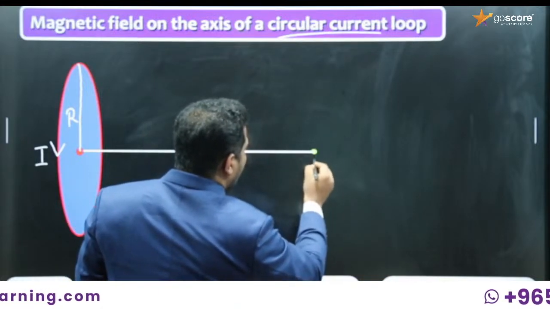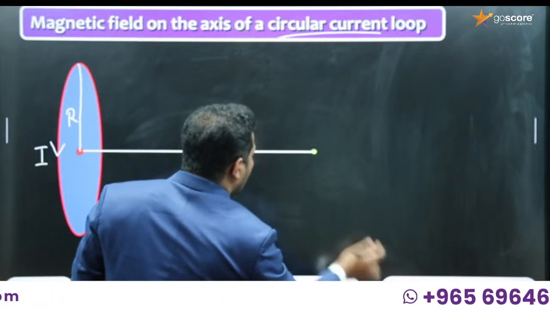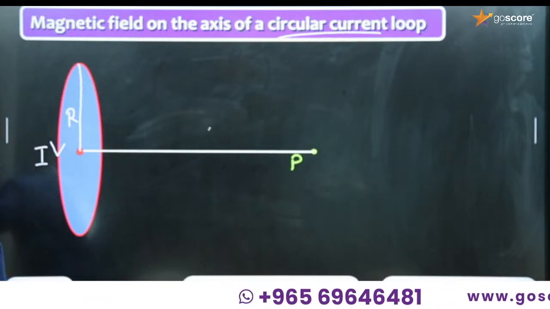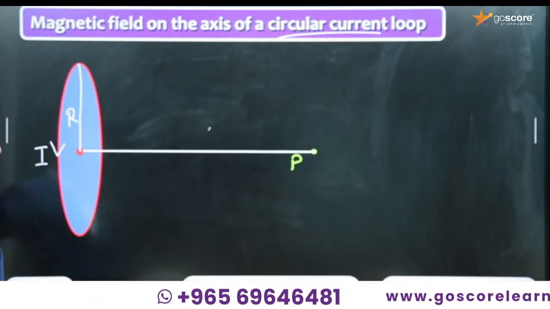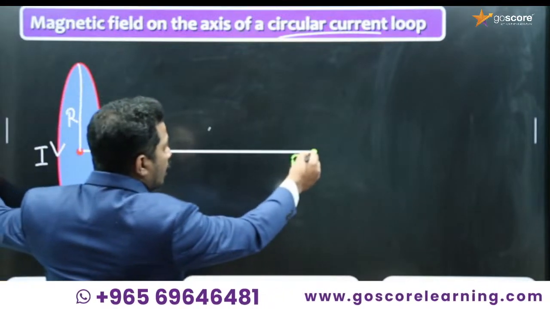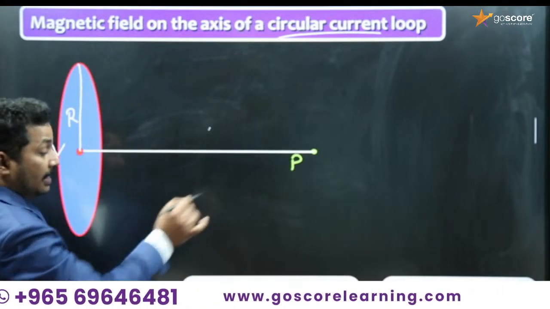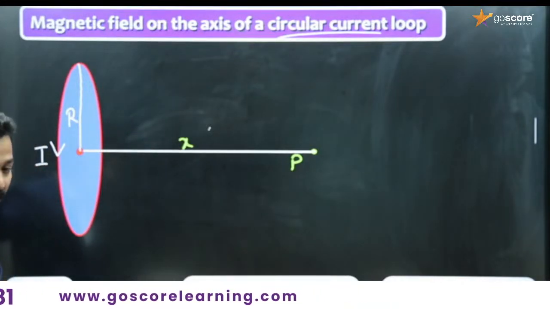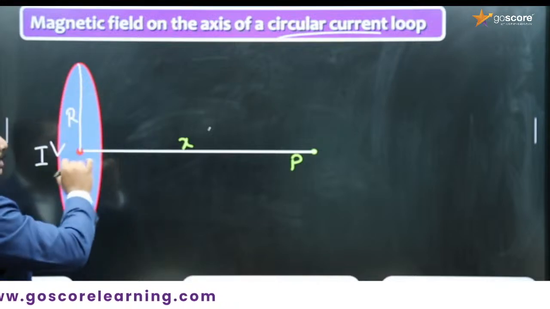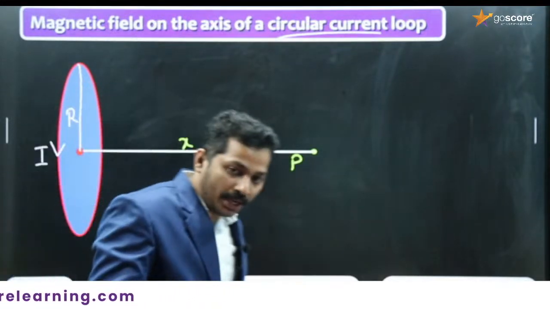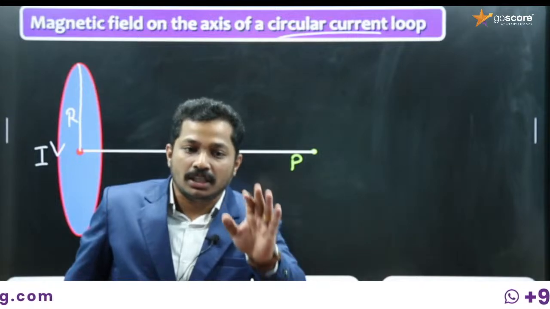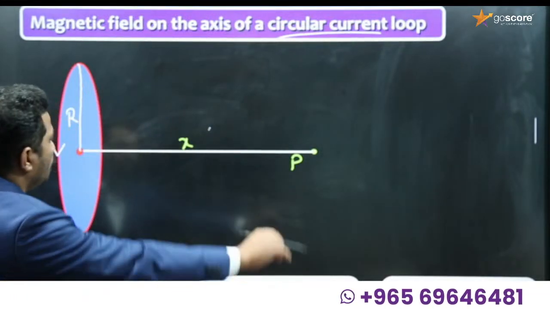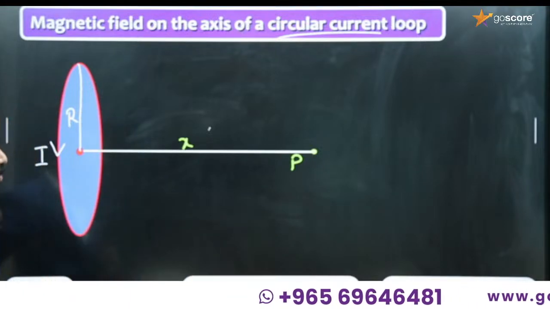I wish to find the magnetic field at a point P. This is our point P. We are going to derive an expression for the magnetic field on the axis of the current loop, and for that I have considered a point P at a distance x from the center of the current loop. So r is the radius and x is the distance to the point P, which is located on the axis of the circular current loop. Okay, so what is our expression for magnetic field?